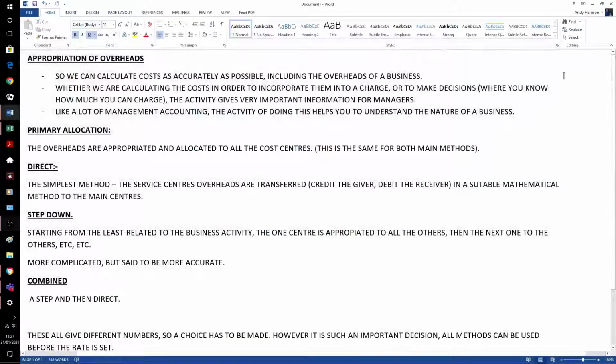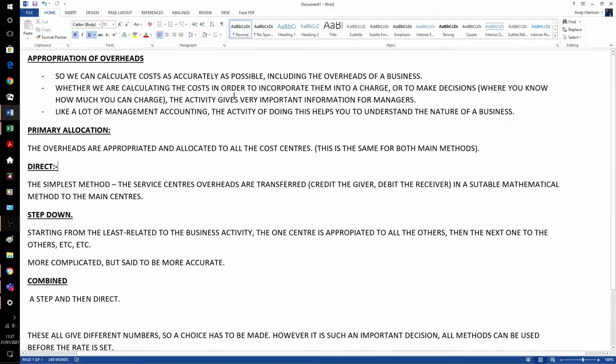Hello accounts people, time to have a look at all the available methods of overhead appropriation. So what we're after, we want to calculate the costs as accurately as possible, including the overheads of a business, which of course might be millions and millions of pounds. They may even be bigger than the direct costs in service and retail industries.